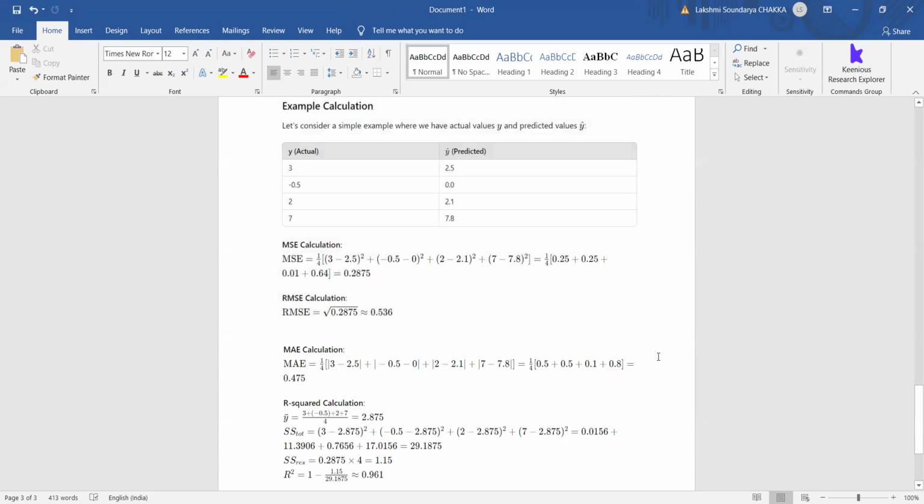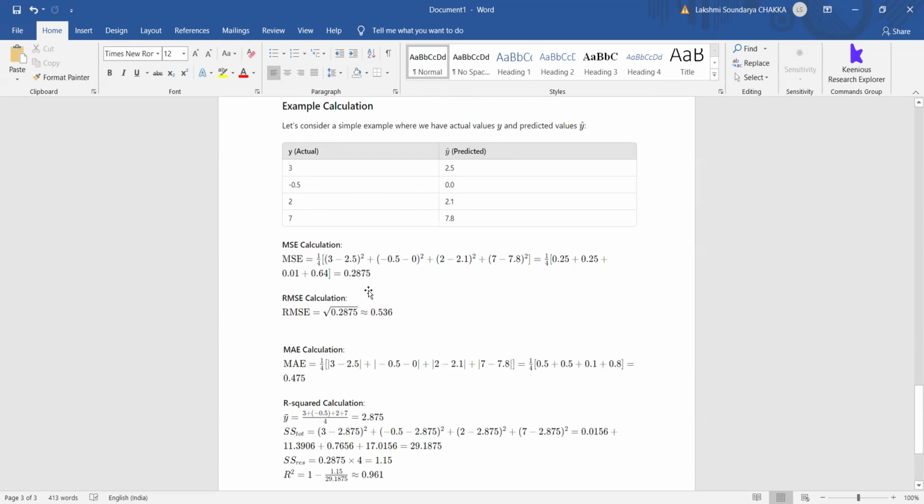Suppose I have y, which is the actual values, and y cap, which is the predicted values. What we know about MSE is the first. What's the equation we have? 1 by n times the sum of yi minus yi cap whole square. We're going to do the same. Here we have 4 values, so 1 by 4. Now actual minus predicted: 3 minus 2.5 whole square, plus minus 0.5 minus 0 whole square, plus 2 minus 2.1 whole square, plus 7 minus 7.8 whole square.